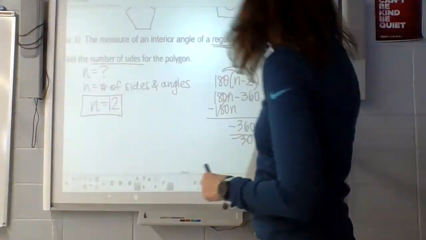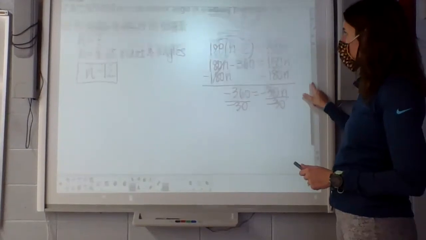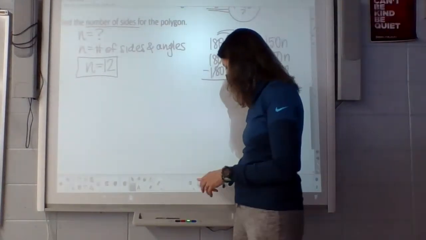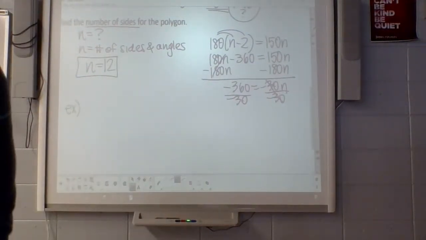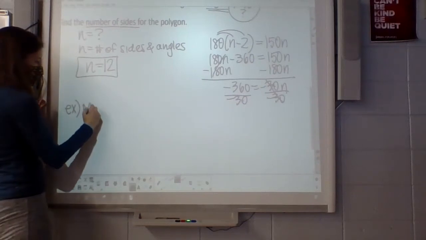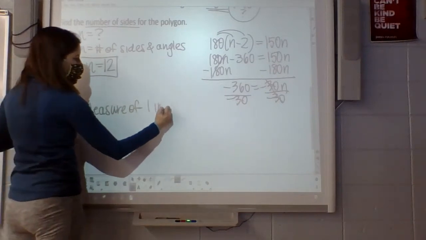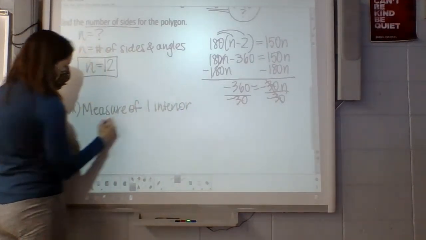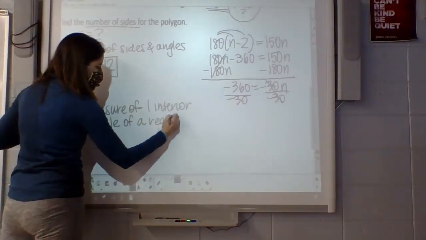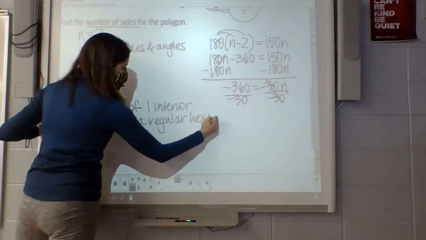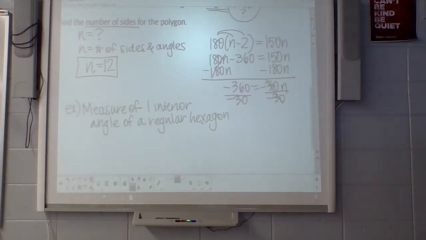Let me do one more quick example before we do a little bit with whiteboards. Just another quick example: I want the measure of one interior angle of a regular hexagon.